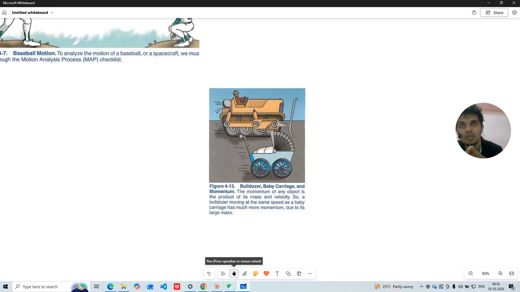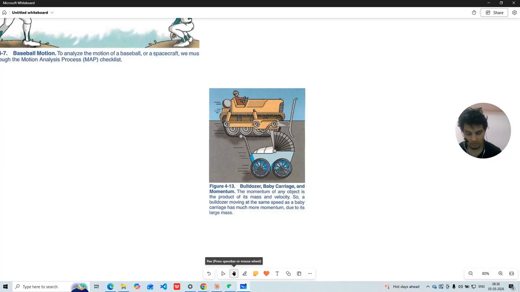Obviously, a bulldozer has much more mass than a baby carriage, but how does their momentum compare? Unlike inertia, which is a function only of an object's mass, linear momentum is the product of an object's mass and its velocity. Note, because we describe velocity and momentum in terms of magnitude and direction, we treat them and other important concepts as vector quantities. So momentum is a vector quantity.